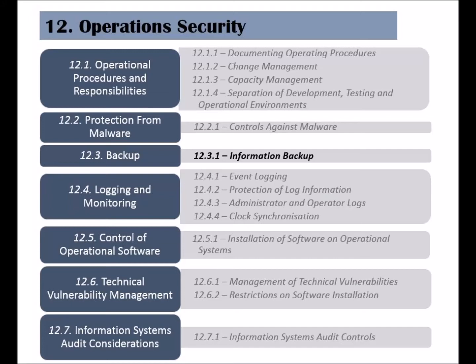The third category of the operations security clause is called backup, with the main purpose of protecting information from being completely lost. This category has one control called information backup, and states that a backup and recovery process should be in place and constantly tested.